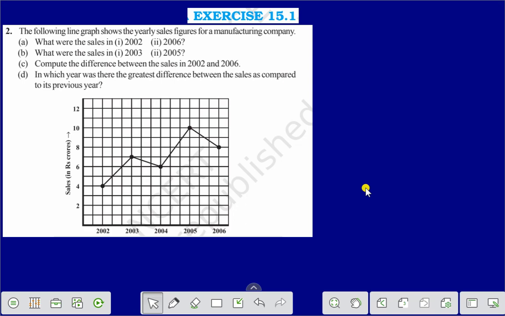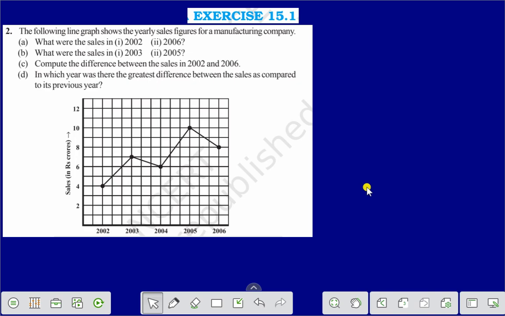The following line graph shows the yearly sales figures for a manufacturing company. What were the sales in 2002, in 2006? What were the sales in 2003, in 2005? Compare the difference between the sales in 2002 and 2006. In which year was there the greatest difference between the sales as compared to its previous year?